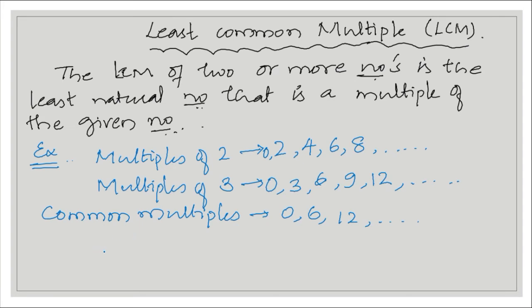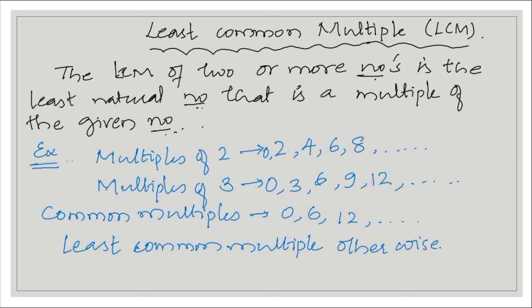Among this, which is the least common multiple? Least common multiple is 0, but otherwise, other than 0, it will be 6. We always remember, we do not consider 0 as the multiple; for least common multiple we always consider the next number, that is 6. So the least common multiple of 2 and 3 is 6.